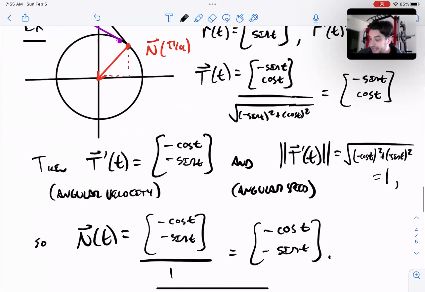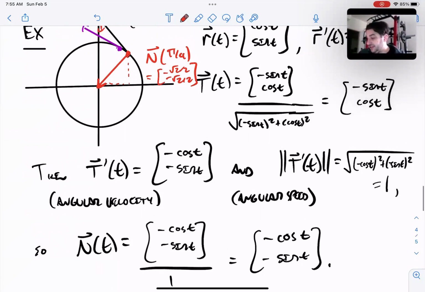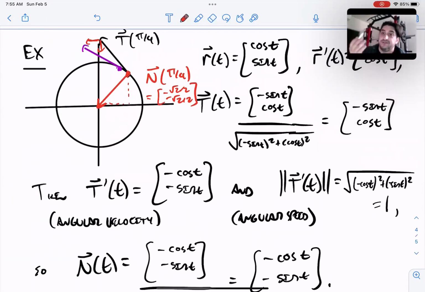And if you look at this at pi over 4, what would that be? At pi over 4 then, that would be negative root 2 over 2, negative root 2 over 2, just like I graphed, down and to the left, if you actually plug in that pi over 4. So there we go. There's an example of tangent and normal. The tangent vector shows you what direction the particle is traveling. The normal vector shows you what direction the direction is changing in. All right, there we go.